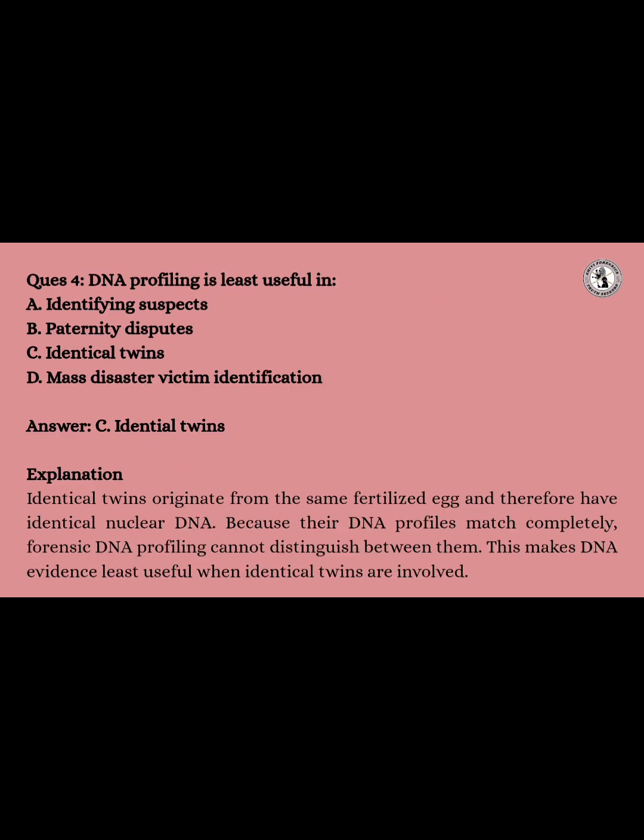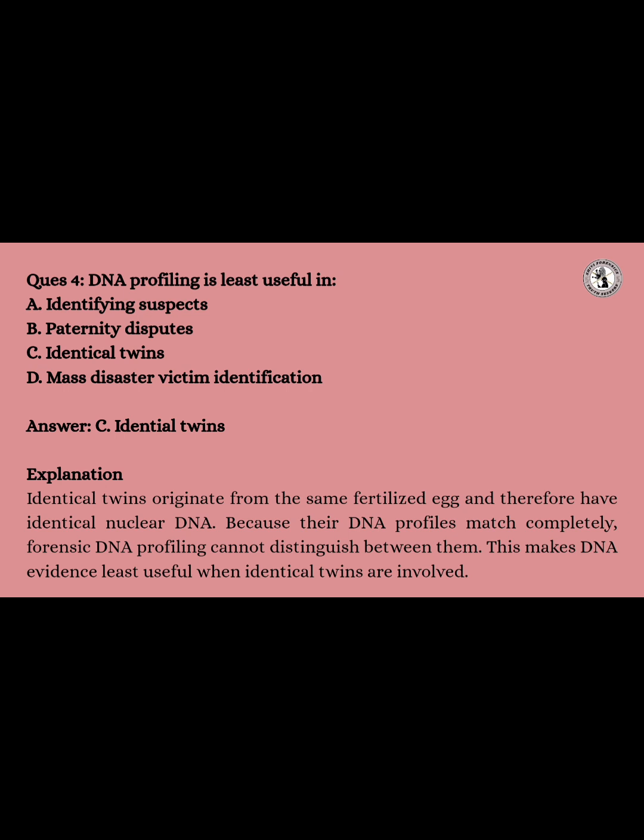Our next question is, DNA profiling is least useful in option A, identifying suspects, B, paternity disputes, C, identical twins, D, mass disaster victim identification. Answer is C, identical twins.